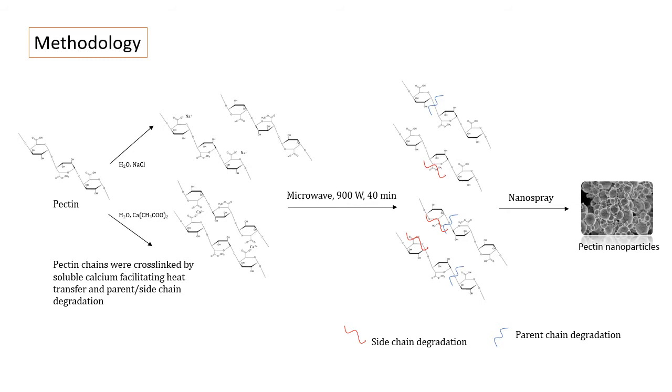It was suggested that the divalent nature of the soluble calcium will enable it to cross-link with anionic pectin side chains through the carboxylic functional groups, and hence pull the pectin closer as compared to the monovalent sodium ion. This will allow better heat transfer to the pectin and induce the degradation rate. Finally, the degraded modified pectin was nanosprayed to form nanoparticles to further decrease its size in order to be used as carrier in drug delivery system.